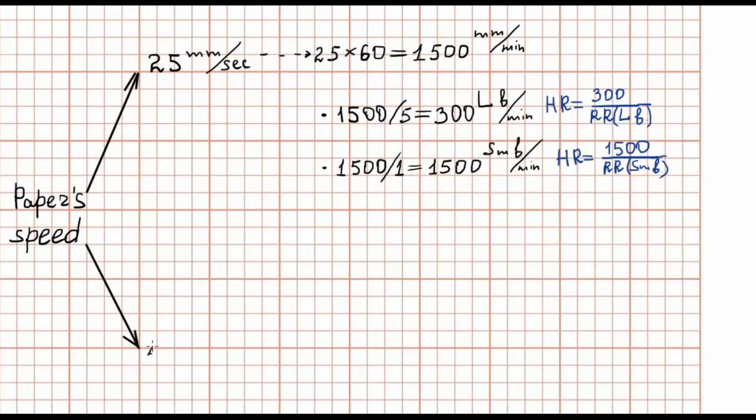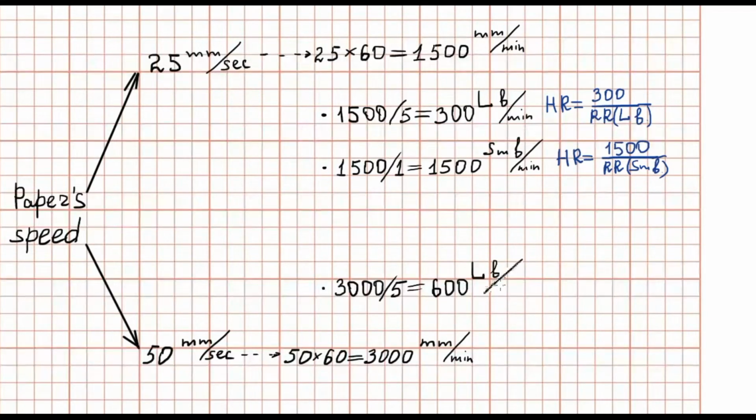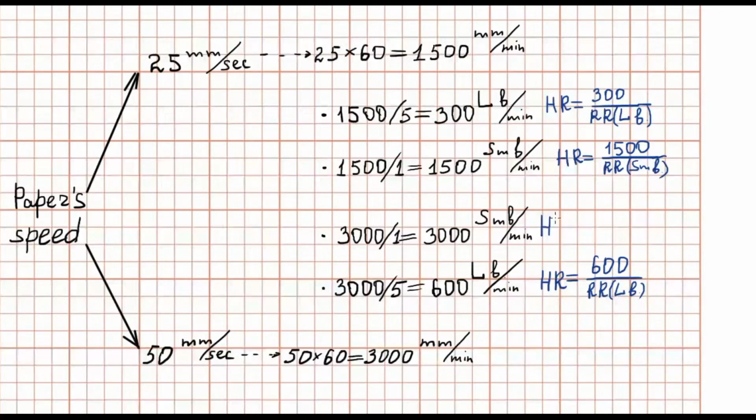If the paper speed is 50 mm per second, it means in 1 minute we have 3000 mm. One large box is 5 mm, so we have 600 large boxes in 1 minute. Every small box is 1 mm, so we have 3000 small boxes in 1 minute. For calculation of heart rate, you need to count the number of large boxes between R waves and divide 600 by the number of large boxes. Also, you can count the number of small boxes between R waves and divide 3000 by the number of small boxes.